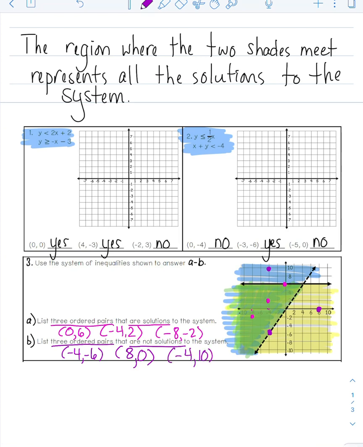So just remember, solutions to systems of linear inequalities are in the double shaded regions or on solid lines of the double shaded region, and they are not in the single shaded, not shaded, or the dotted lines.